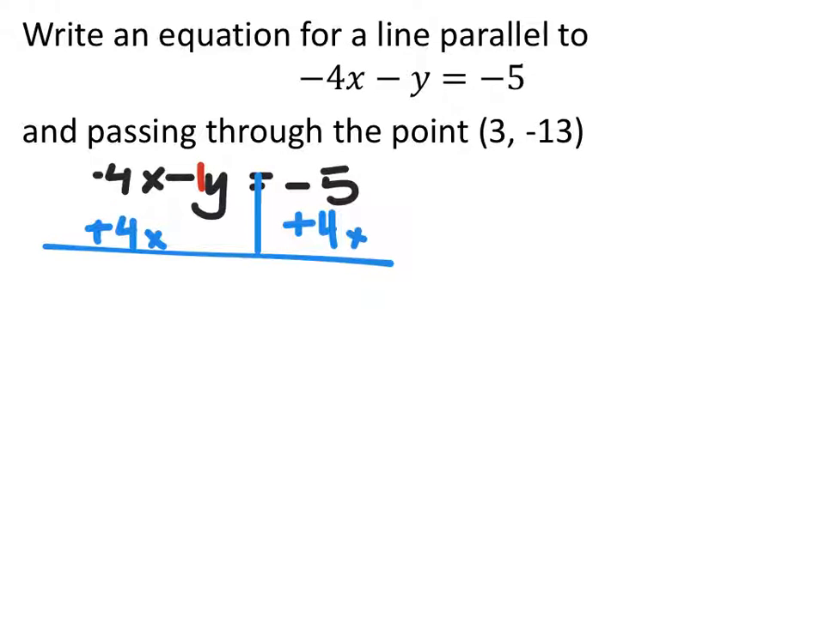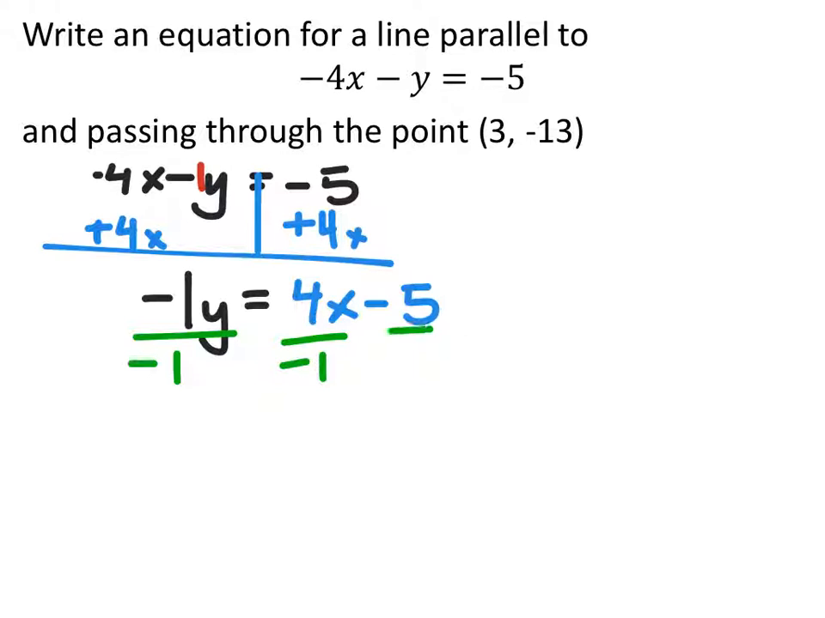Now, negative 5 plus 4x, they're not like terms, so it doesn't matter which way I arrange them as long as the signs stay with the term. So I'm going to write this as 4x minus 5. And so I got negative 1y equals 4x minus 5. Now I don't want a negative 1 coefficient of y, so to get rid of that, I'm going to divide all the terms by negative 1, which leaves me with y equals negative 4x plus 5.